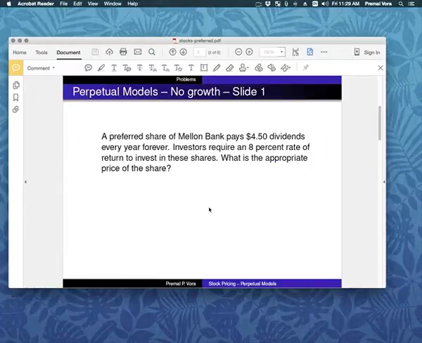Here's our first example. Suppose you have a preferred share of Mellon Bank which pays dividends of $4.50 forever. One of the distinguishing features of preferred stock is that typically the dividends are fixed and they are paid for as long as the preferred stock is alive. So here you have Mellon Bank with preferred stock dividends of $4.50 a year.